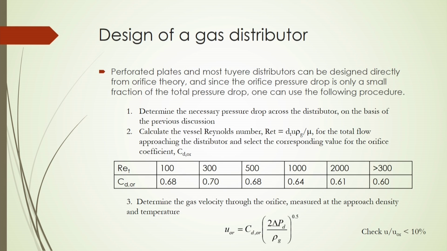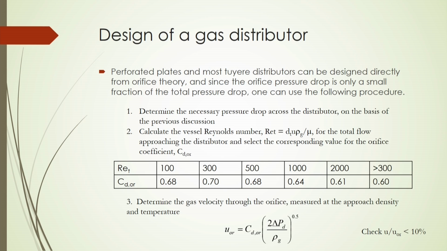Now, design of a gas distributor. How to design this gas distributor? Let us see a step by step procedure. Perforated plates and most Tuyere distributors can be designed directly from orifice theory, and since the orifice pressure drop is only a small fraction of the total pressure drop, one can use the following procedure. First, you have to determine the necessary pressure drop across the distributor, on the basis of the previous discussion of the criteria for choosing the distributor pressure drop.